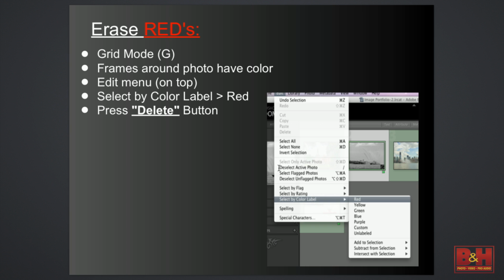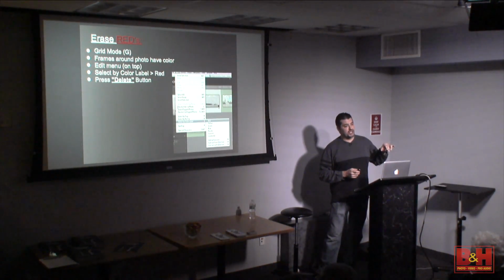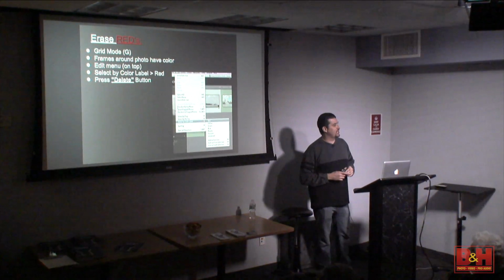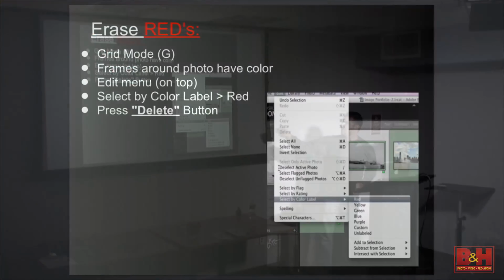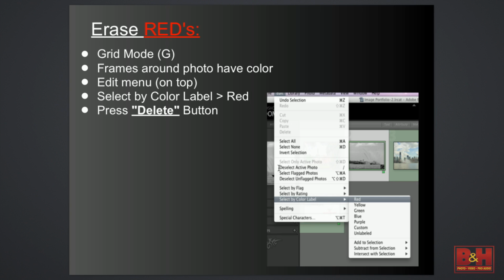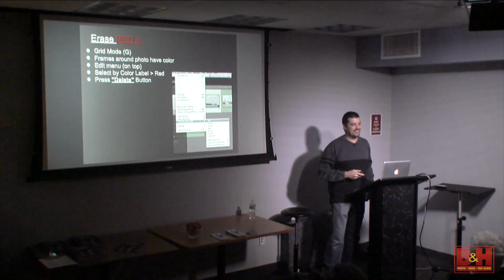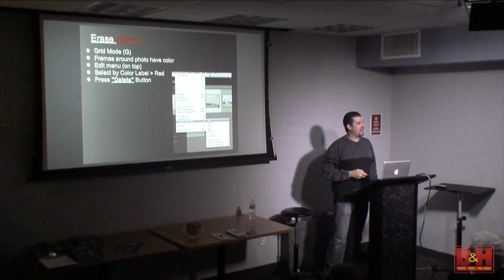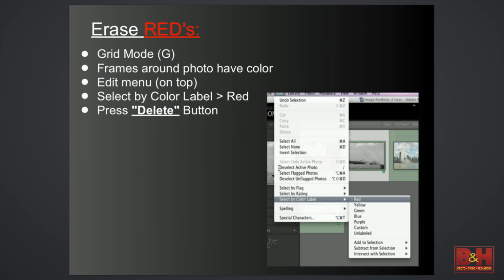So at this point, you can erase the reds out there. So the reds are garbage, hopefully. I go back to grid mode, so I hit G, and it actually has all the colors you see in the background. The colors are all there. So basically, I go to the edit menu, as you see on your right, my left over here, and you go down to select by color, red. That immediately selects them all.